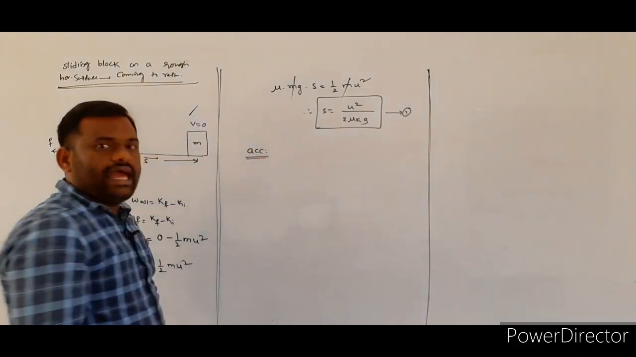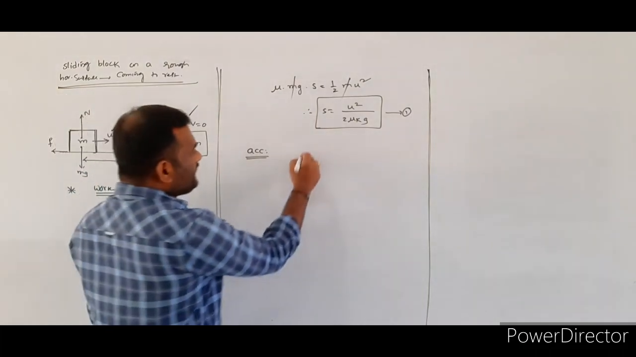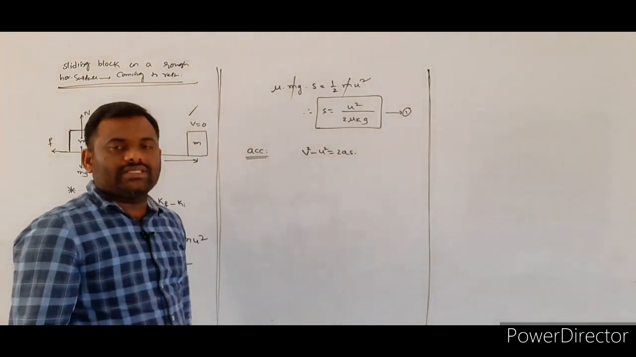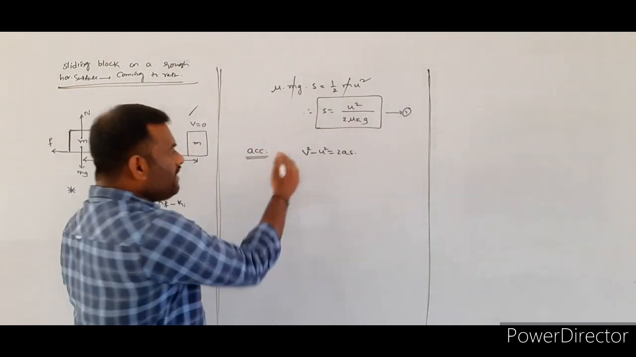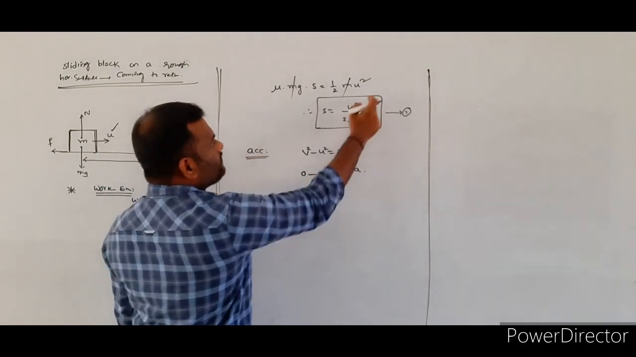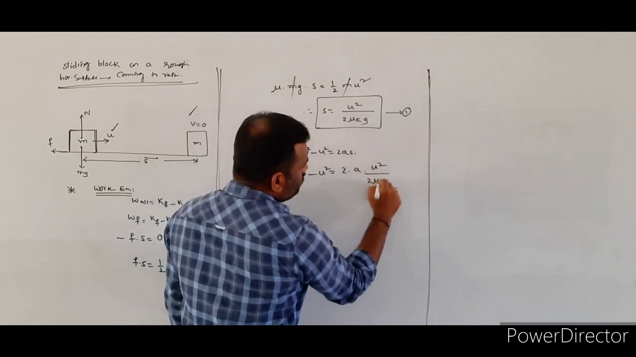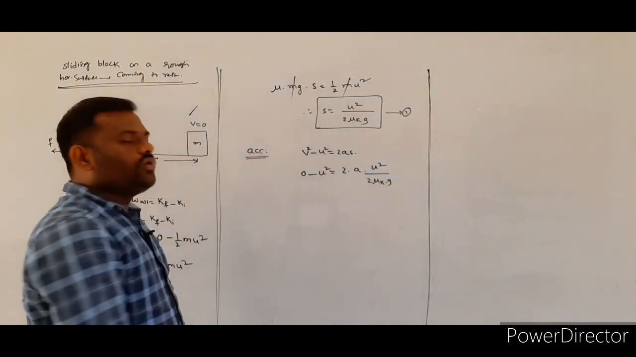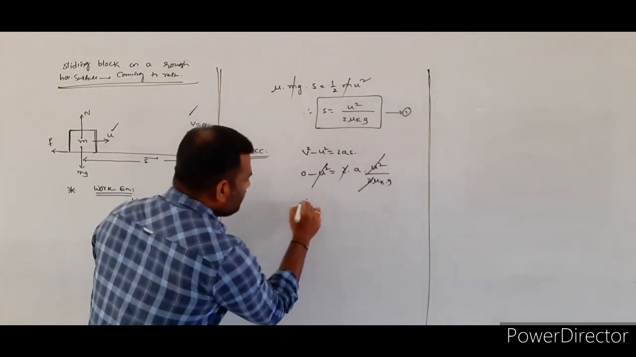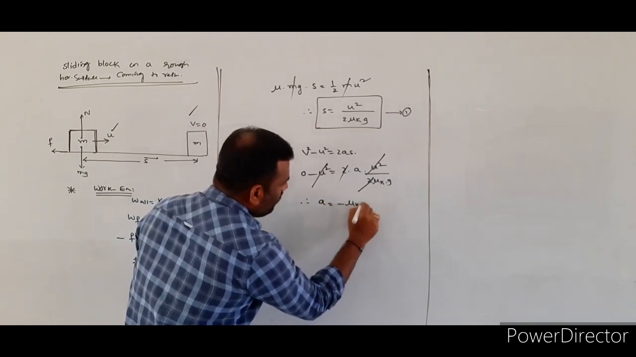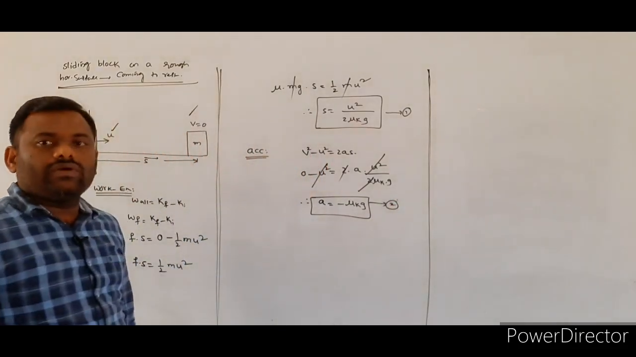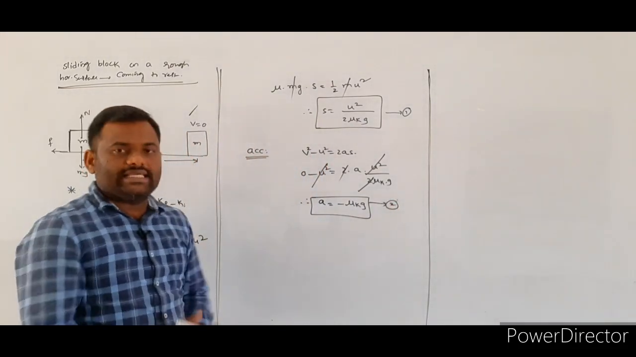To calculate the acceleration of the block, I will consider the equation v square minus u square is equal to 2as. The final velocity is 0, so minus u square equals 2 into a into the displacement, u square by 2 mu k into g. U square gets cancelled, and 2 gets cancelled. Therefore, the acceleration of the sliding block is a is equal to minus mu k into g. So, this is the second required equation.